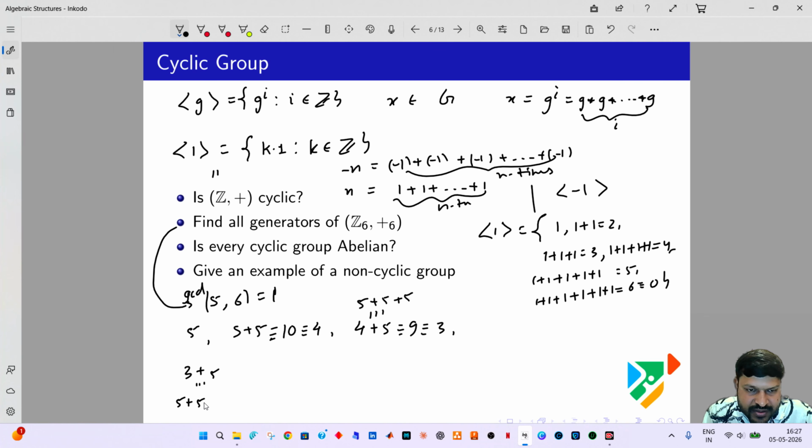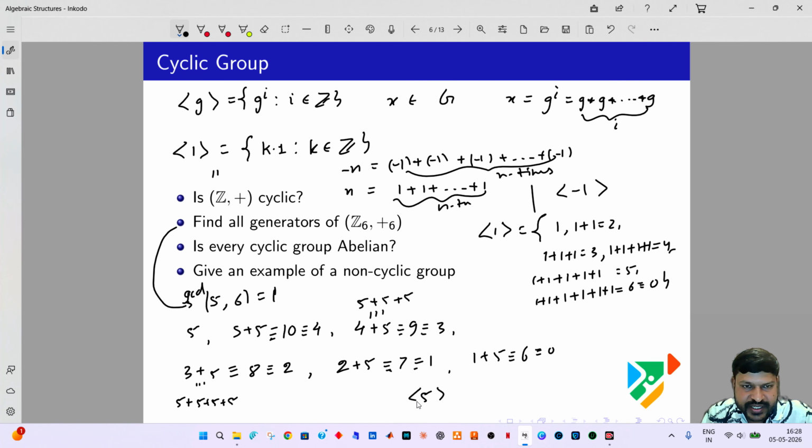5 adding 4 times. What is this equivalent to? 8. What is 8 modulo 6? 2. Next, what is 2 plus 5? 7. What is 7 modulo 6? 1. Next, 1 plus 5, which is 6. What is 6 modulo 6? 0. So you see all these 6 elements are generated using 5. So 5 is also a generator of Z6.